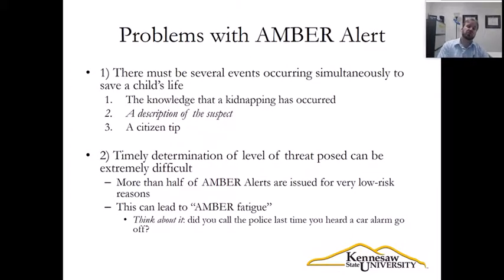So the problems with the Amber Alert. So there's a few problems with it. The first one is there must be several events occurring simultaneously to save a child's life. The knowledge that a kidnapping has occurred, and then a description of the suspect, and then a citizen tip. And looking back, you guys have probably seen Amber Alerts before, right? And you'll probably see, there's an Amber Alert of a young child with an older man, and they might even have the license plate of the car.